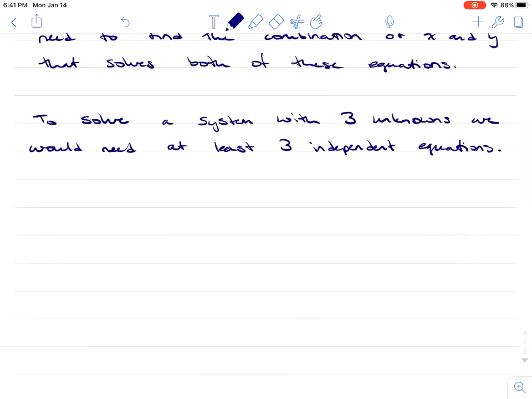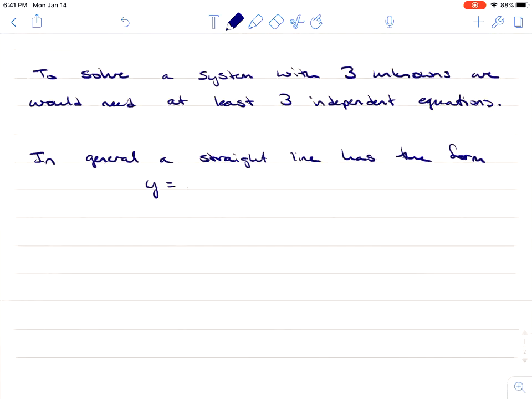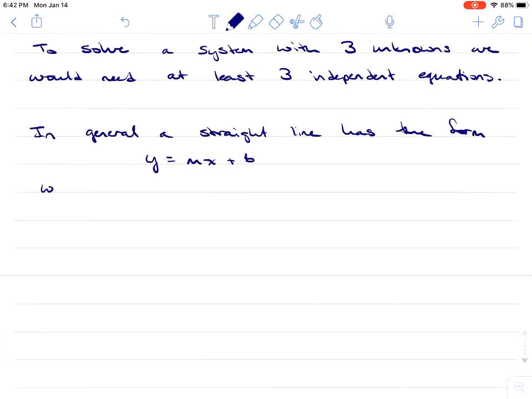And so in general, a straight line has the form y equals mx plus b, where x and y are unknowns.